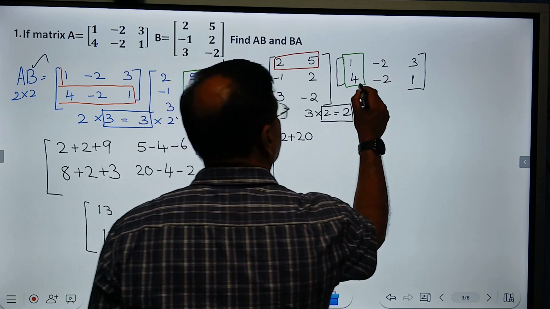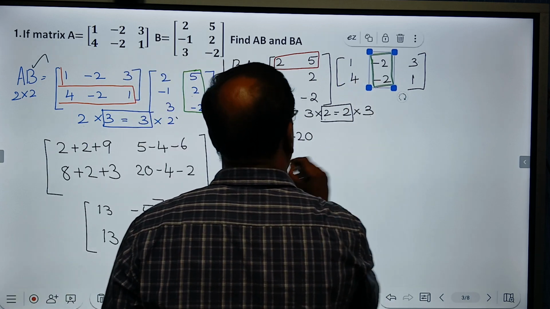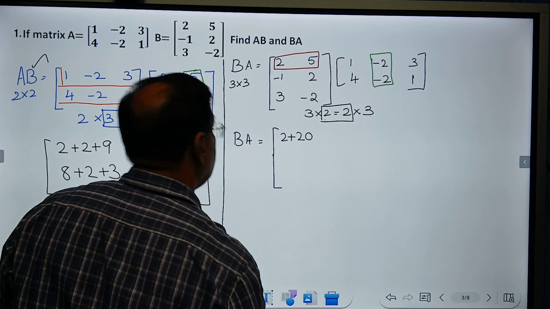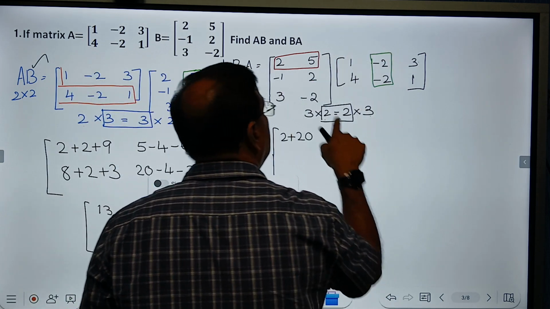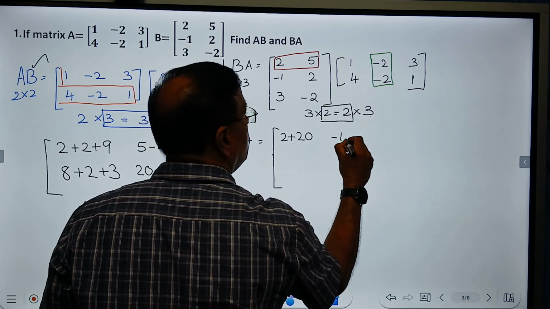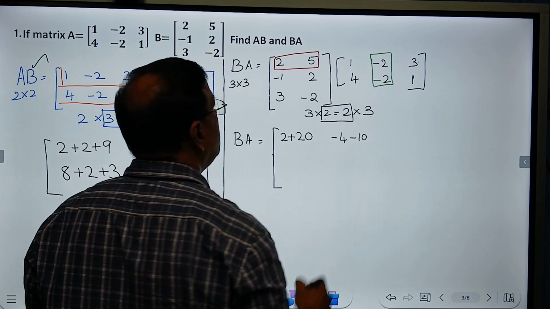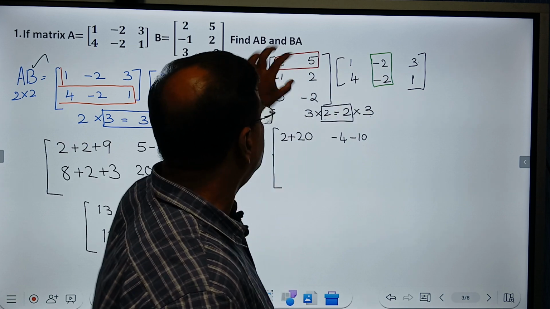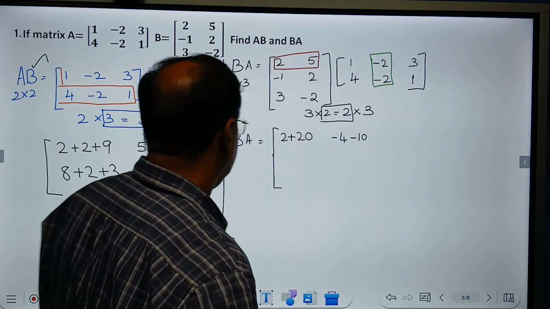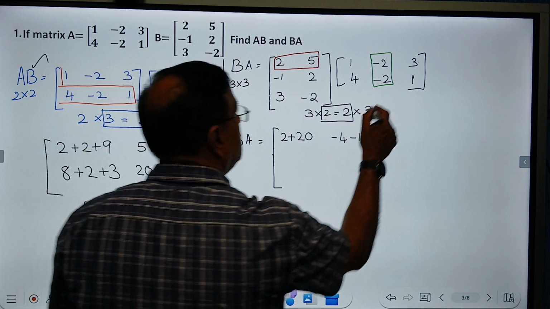Now let's go to the next one. Tell me, what do you get? First row, second column. It should be written here. Am I right? Pair them. Minus 4, minus 10. Why? 2 into minus 2, 5 into minus 2. Correct? They get paired. What's the next one?